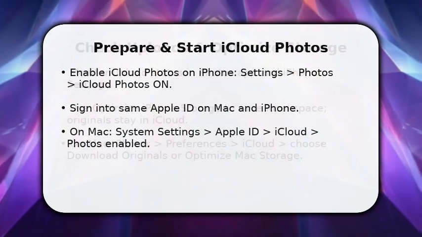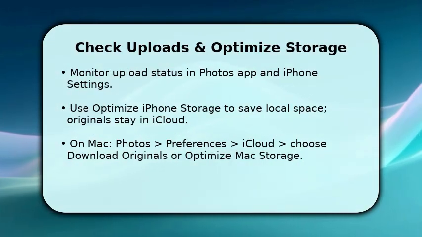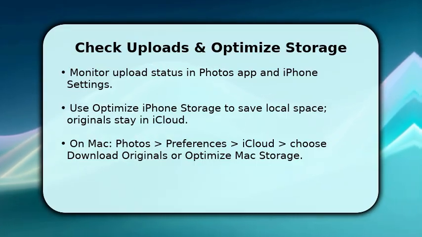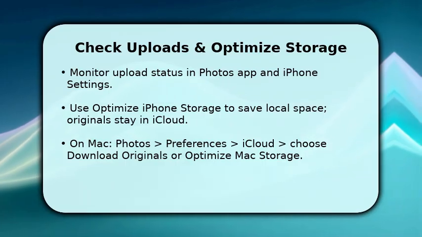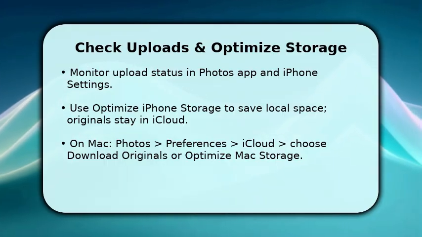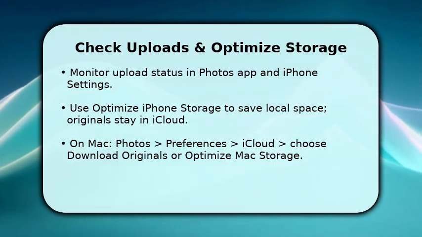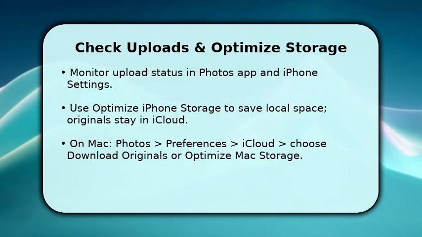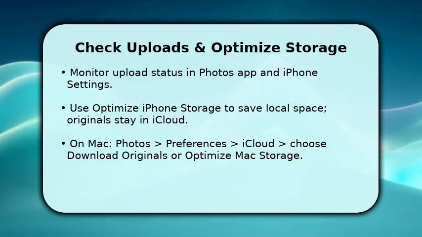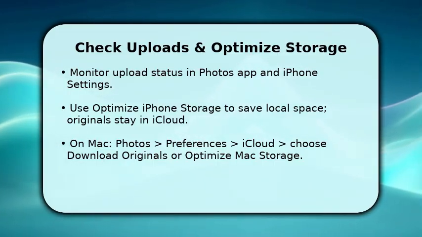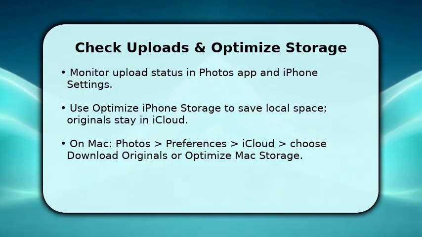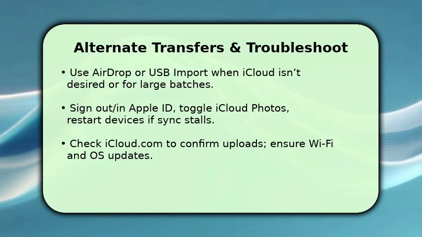Now monitor the upload and manage storage so sync stays reliable. Open Photos on both devices to watch progress and look for spinning cloud or status text. Use Optimize iPhone storage if your phone is low on space. That keeps full-res originals in iCloud while smaller versions stay on device. On the Mac, decide between download originals or optimize Mac storage depending on disk space. These choices affect where your master files live and why some images may not appear.